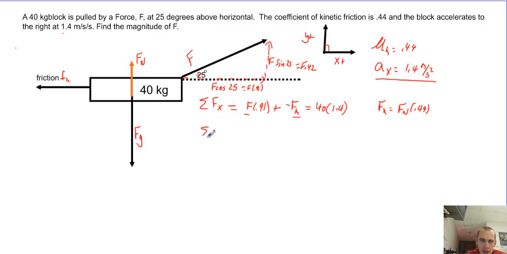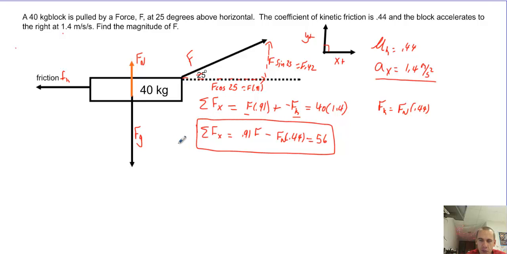So I've got the net force in x is equal to 0.91 F minus the normal force times 0.44. The reason it went negative is that the normal force is positive, but the frictional force is negative, so they're opposite. That equals 40 times 1.4, which is 56. Alright, but I'm still stuck because I still don't know the normal force. So I'm going to go ahead and circle that equation.